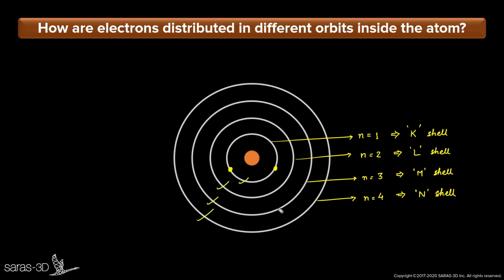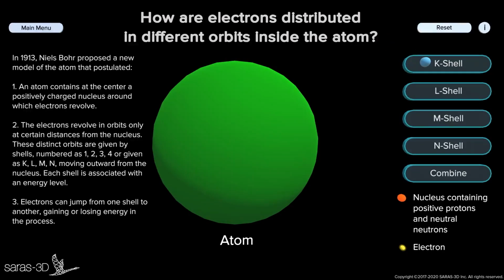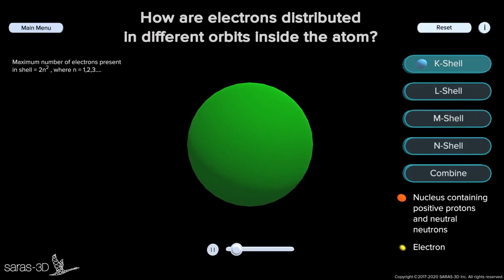Now these are the fixed orbits around the nucleus. They are given by shells K, L, M and N, where K is the first energy level. As we know, each shell is associated with an energy level, and the L shell is the second energy level, M is the third energy level, and N is the fourth energy level. Now what are we going to do next? We know that electrons revolve in these orbits, but the question arises: how many electrons are distributed in each of these shells? So let us find that out. Let us first calculate how many electrons are distributed in the first energy level, that is the K shell.